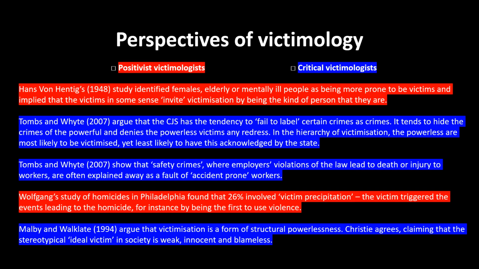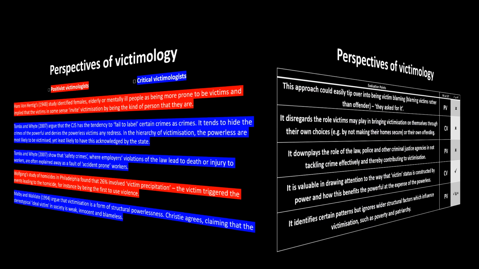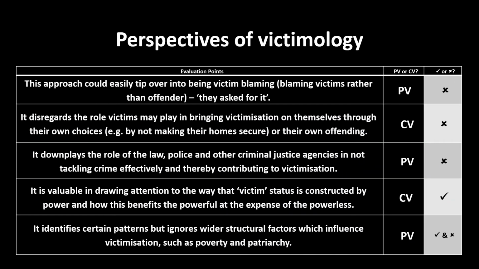And then we've got Walby and Walklate, who argue that victimization is a form of structural powerlessness, claiming that the stereotypical ideal victim is weak, innocent and blameless. So again, we have this notion of who is a victim and whether they meet the criteria of a victim. And then the grid at the bottom, the evaluation points, again, you've got your answers here just to check your own working. These are positive and negative evaluations, mostly negative, but you can see the answers here.